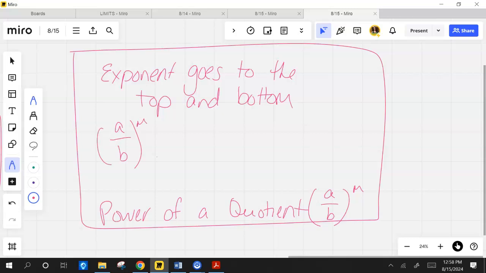All right, we're going to do the example that's at the bottom, and we're going to do another one, okay? So if I have A over B with an M outside, okay?